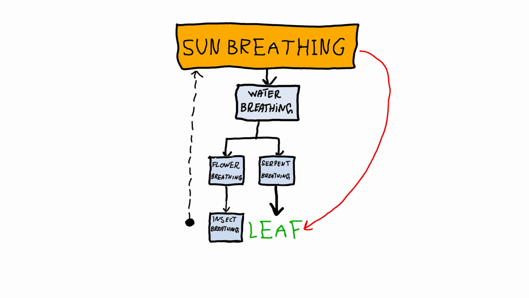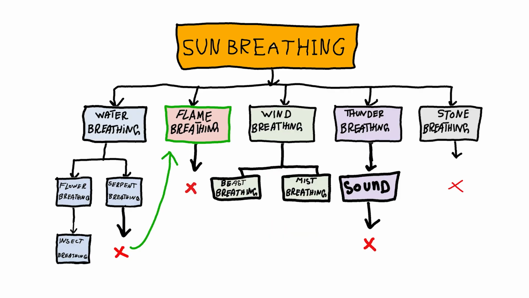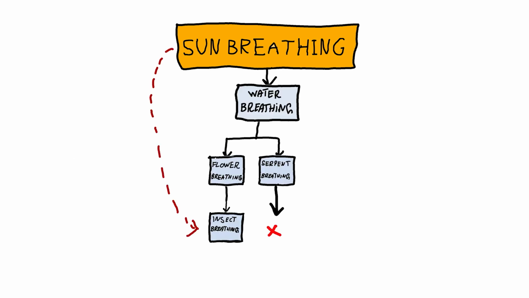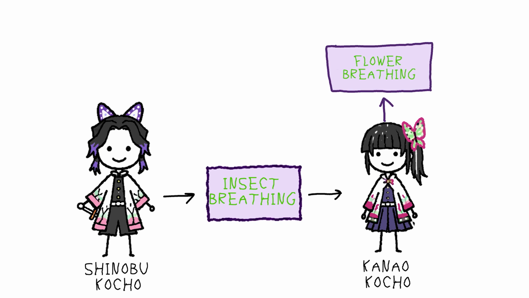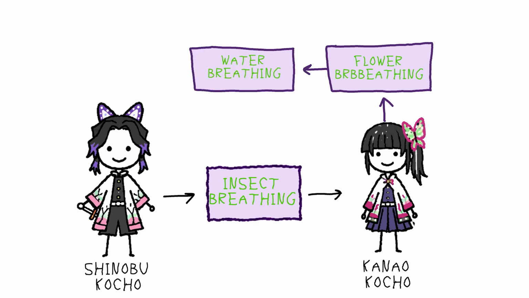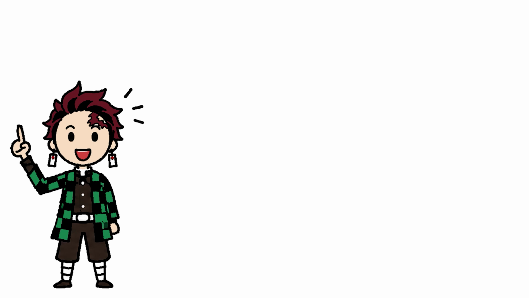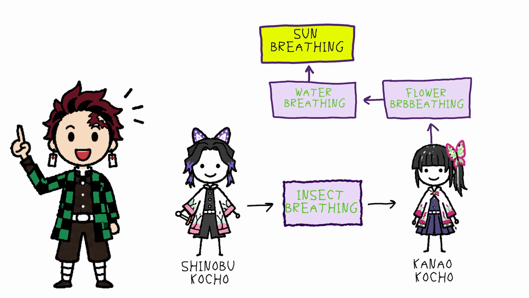Hit a dead end, a leaf that isn't it, we back up and try the next branch. That's a depth first walk. Commit to a branch, and if it doesn't pan out, retreat and try another. Tracing the lineage from sun to insect gives you sun to water to flower to insect. 4 levels deep, and every hop is canon. Shinobu built insect breathing off her sister's flower breathing, which itself came from water. That's not a metaphor I bolted on. It's the real family tree.